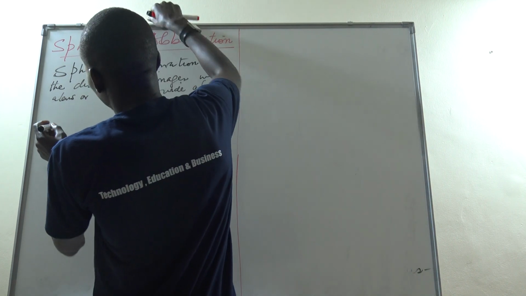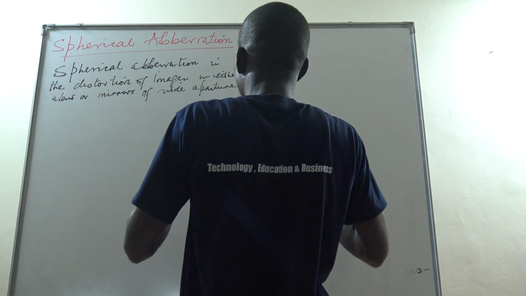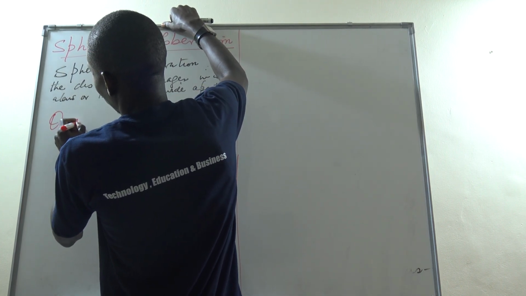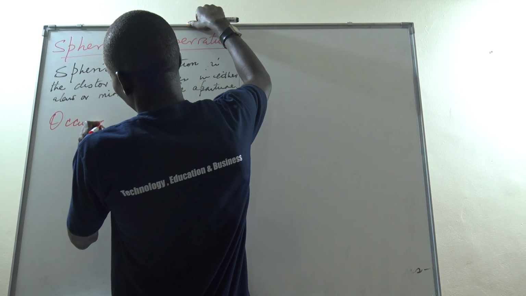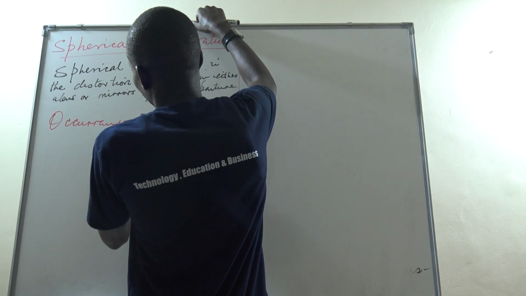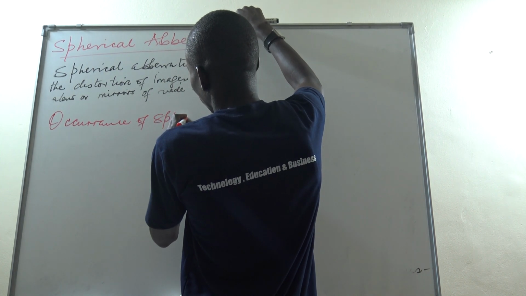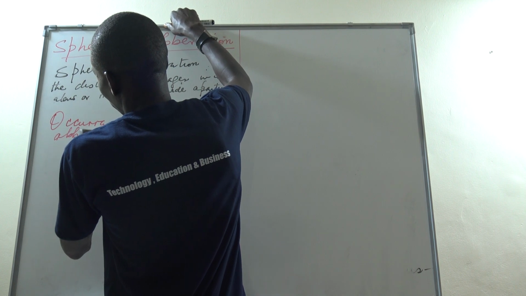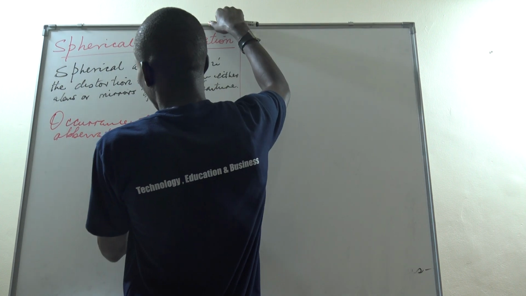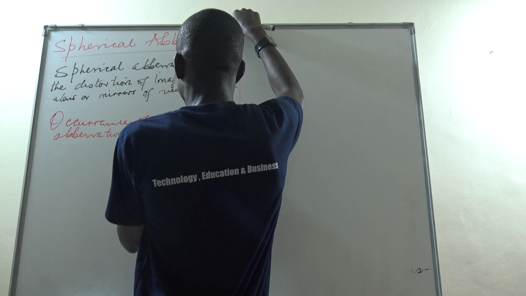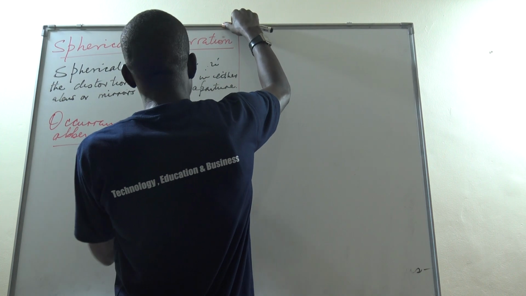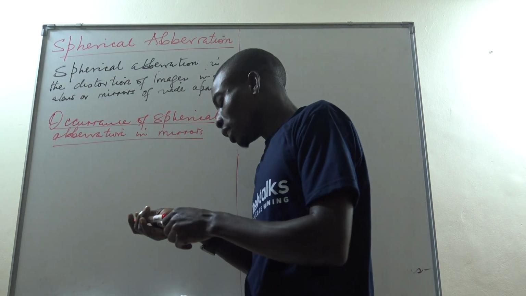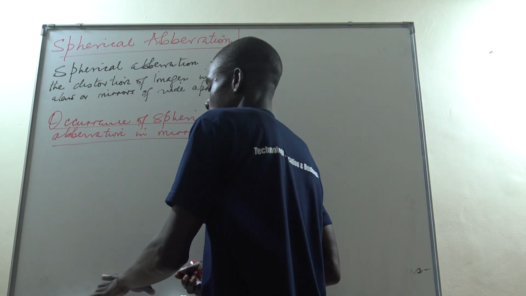And then maybe we can look at how we now explain aberration, what we're calling occurrence. Spherical aberration in mirrors. Okay? How does it occur? We have actually defined it. What is spherical aberration? Now, what is its occurrence in mirrors?